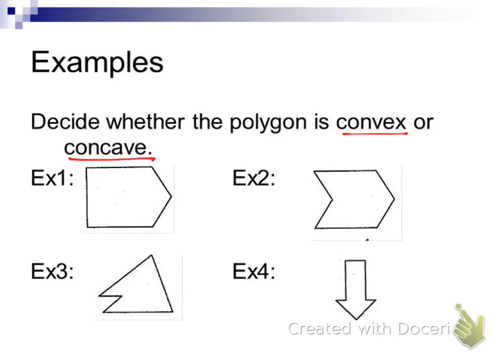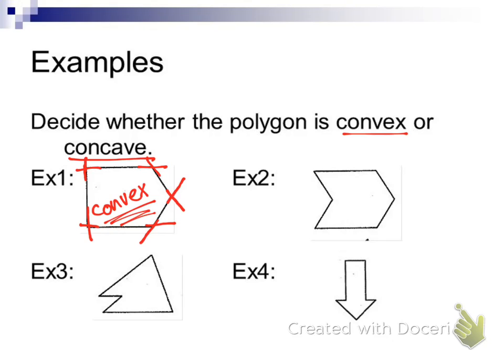So what do you guys think for number 1? Do you see anywhere where it's pointing in? Or if you're unsure, extend all the sides and see if any of those lines go into your figure. Do any of them? Yeah, do any of them point in? Would any of them cave in? No, so this is convex. When they're all pointing out, it's convex.